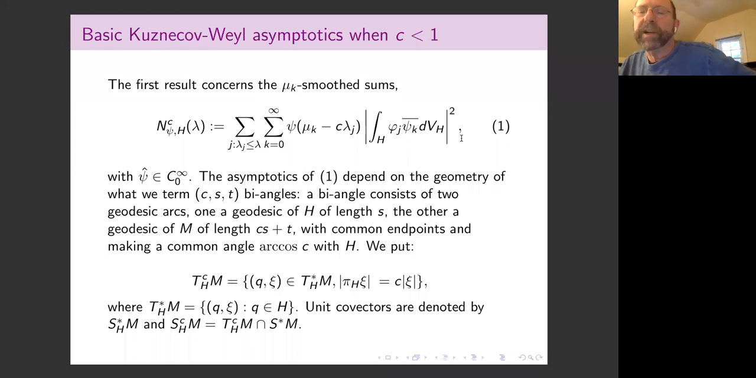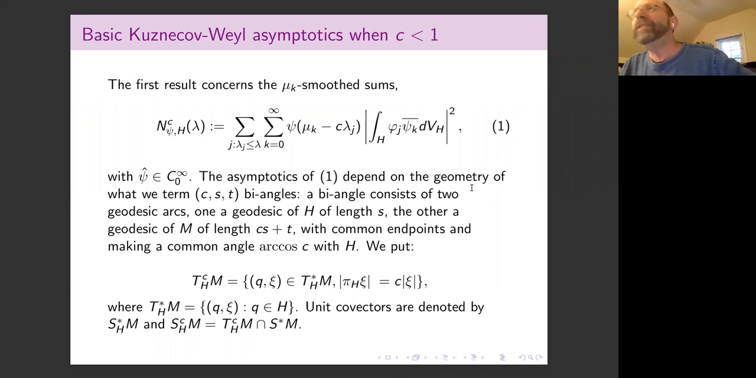There's quite a lot of steps involved. But let's first try to understand the geodesic geometry that underlies asymptotics of this sum. So we call that CST biangle geometry. I think everybody in the audience is familiar with the triangle. Perhaps not everybody is familiar with the biangle, so I'll give you some pictures of it. A biangle is sort of like a triangle with two sides. A biangle consists of two geodesic arcs.